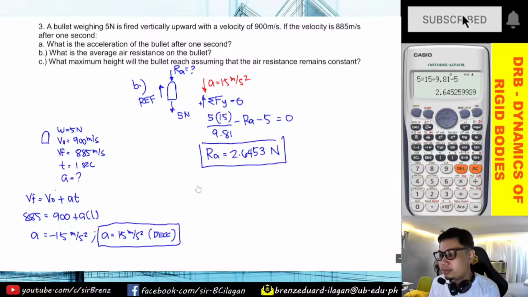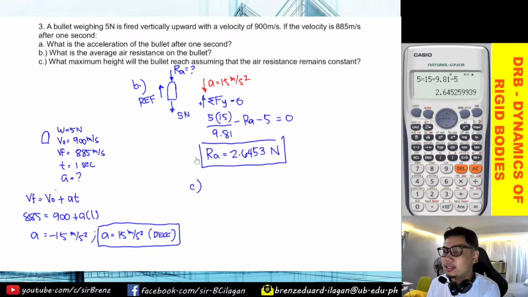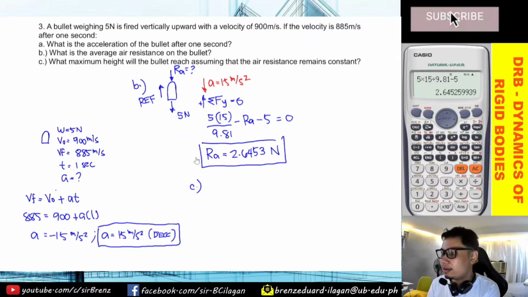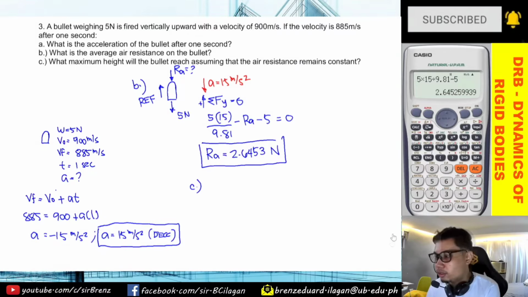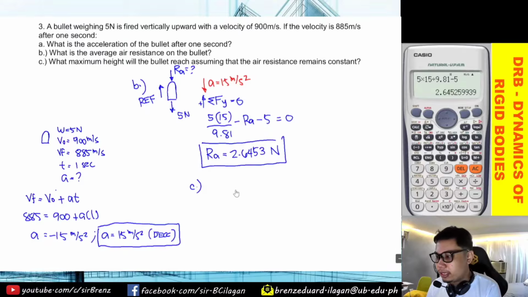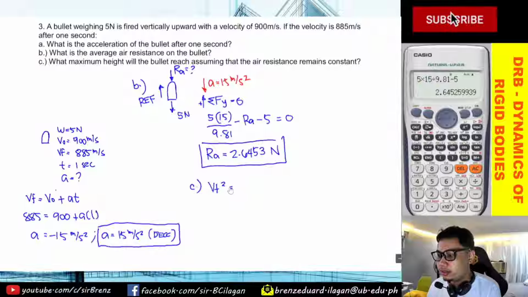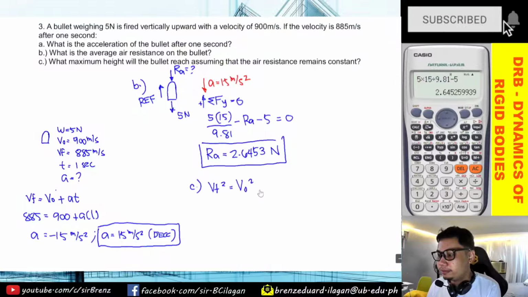Ayan. So, last, for letter C. So, what will be the maximum height will the bullet reach assuming that the air resistance remains constant? So again, ang mangyayari dito, parang babalik ulit tayo sa kinematics na part ng solution. So to solve for letter C, I think mas magandang gamitin natin formula natin dito is yung V f squared is equals to V o squared plus 2 a s.